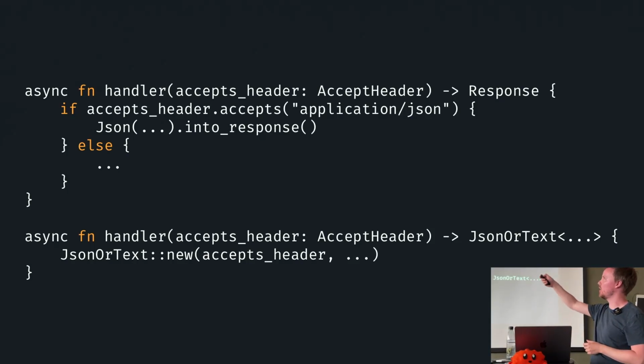Like, you can write your own accepts header extractor that parses the accept header type and gives a nice interface for that. And then you can do whatever you want in the handler itself. You can check it here, but you can also, with this response type that you return, extract the request data and pipe it into that. Then it has the request data when you're calling into response, because that's stored on this struct or whatever. So it's not like you cannot do this.